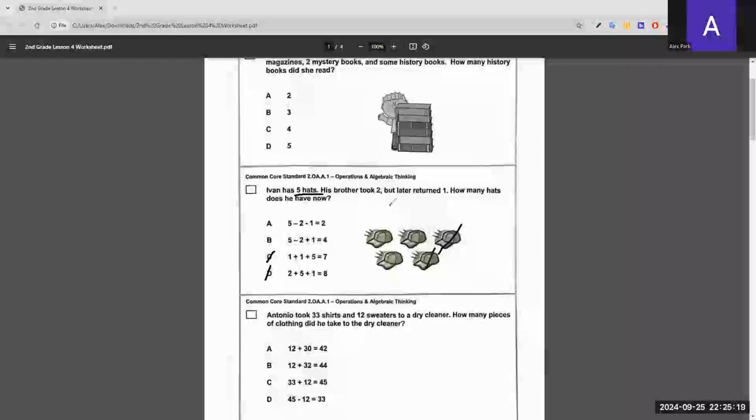So crossing off 2 is the same thing as saying 5 minus 2. And then getting rid of this one cross is like adding 1 because you're adding a hat back. And that's just 2. Oh, sorry. 4. Because you have 5 minus 2, which is 3. And then you're adding 1. So that gets us 4. So number 2 would also be B.